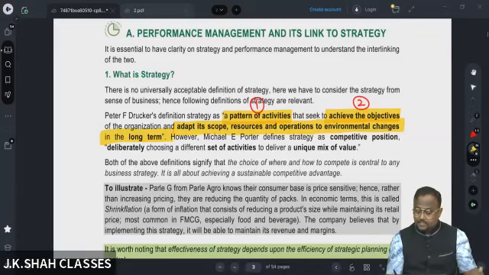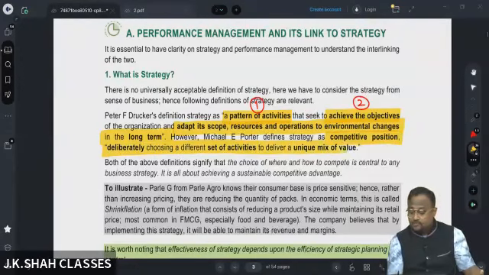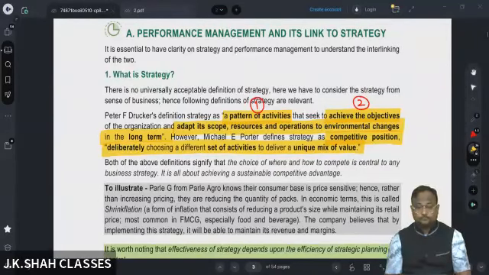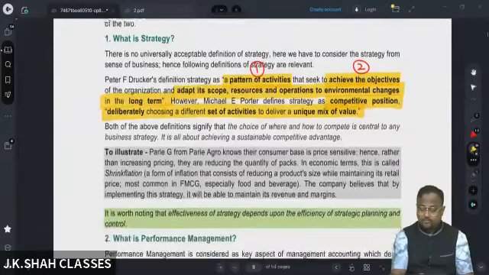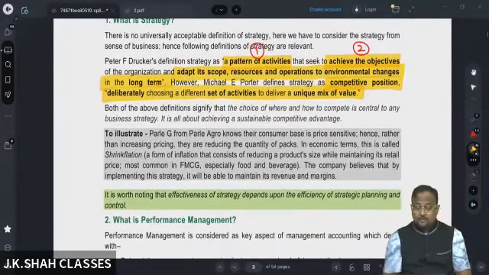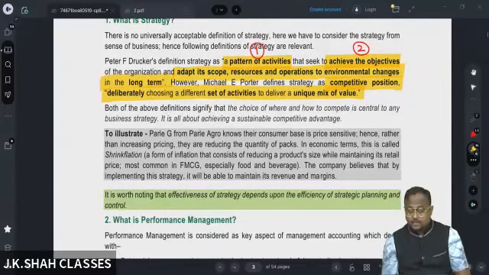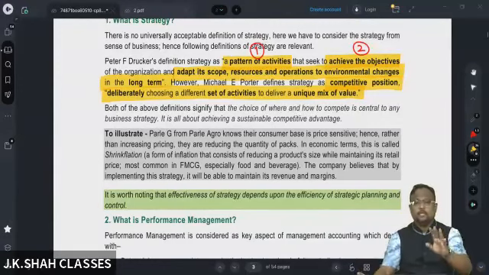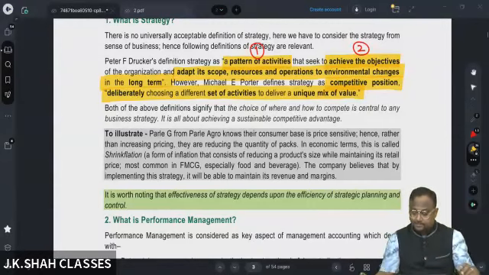So basically, these are competitive position, deliberately choosing a different set of activity to deliver a unique mix of values. Both these definitions are given by different people. Peter Drucker says the first one, and Michael Porter, another management guru, says the second. But ultimately, the core content of both the definitions is the same.